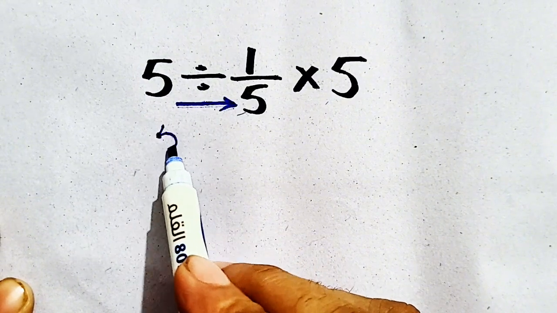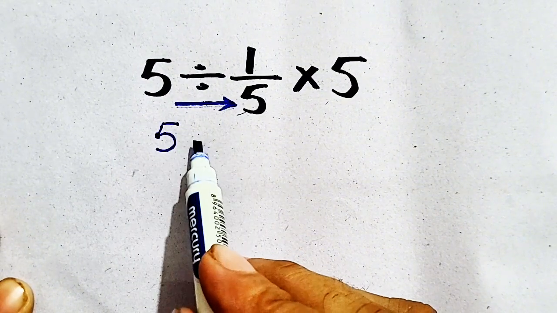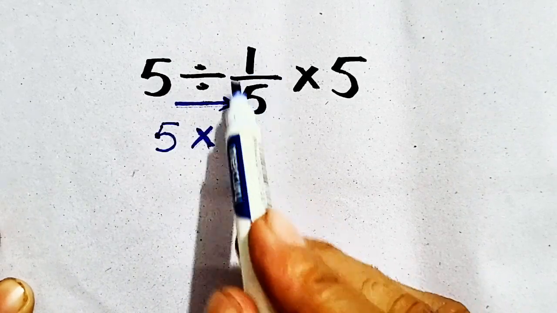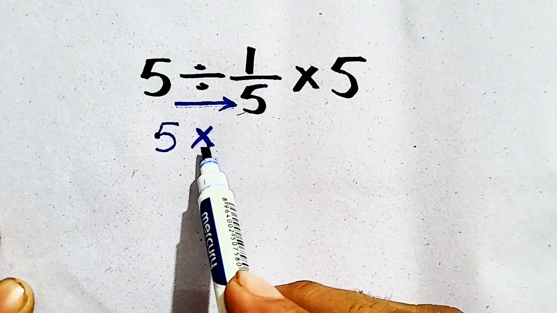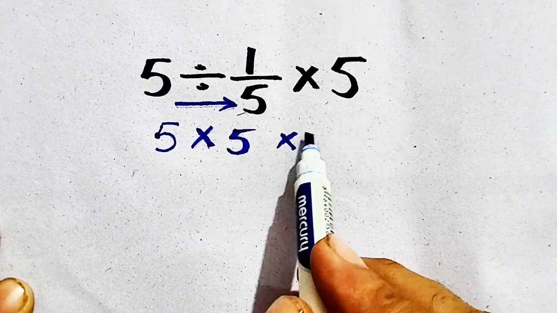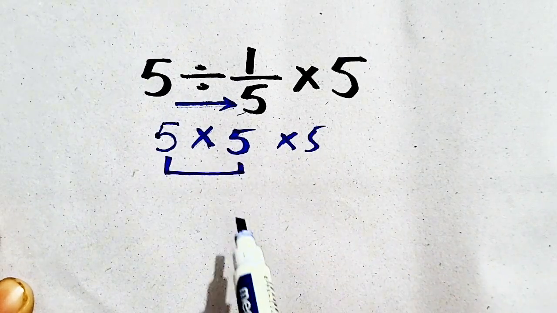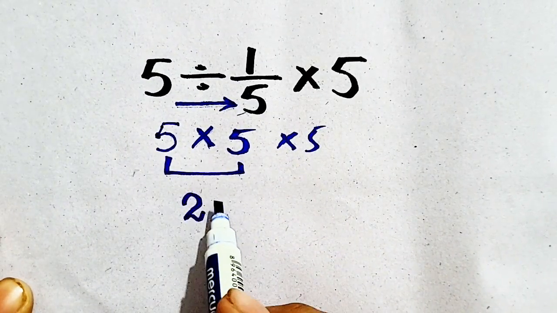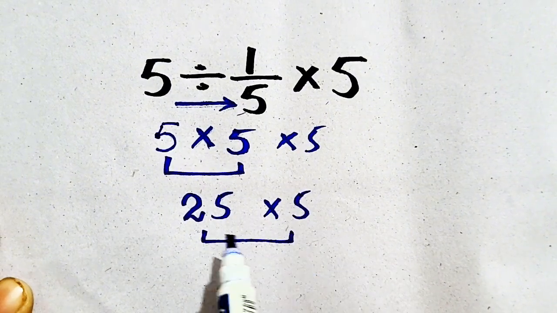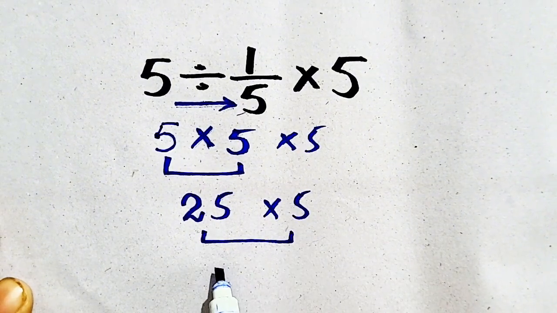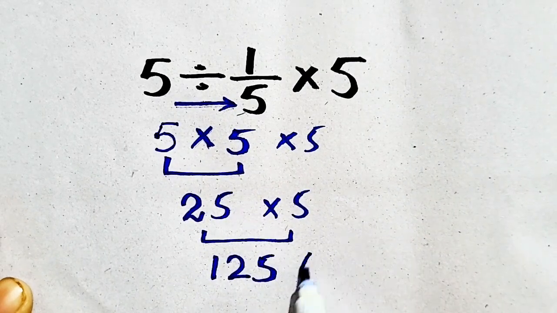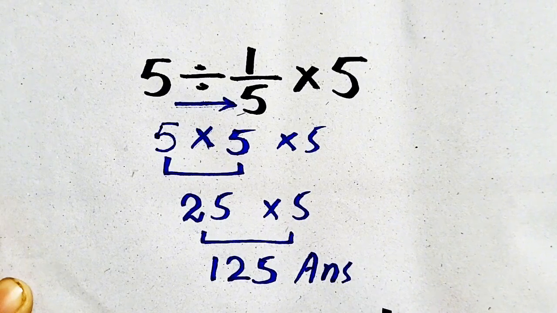5 is taken as it is. Divide is converted into multiplication, and 1 over 5 is flipped, so it will become 5 times 5. 5 times 5 will be equal to 25 times 5. Now it is 25 times 5. It will be equal to what? 125. And 125 is our correct and final answer.